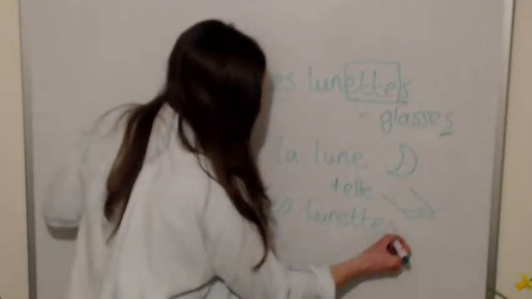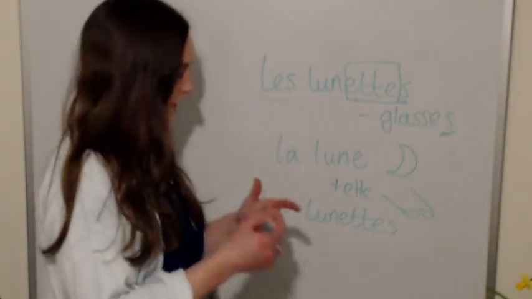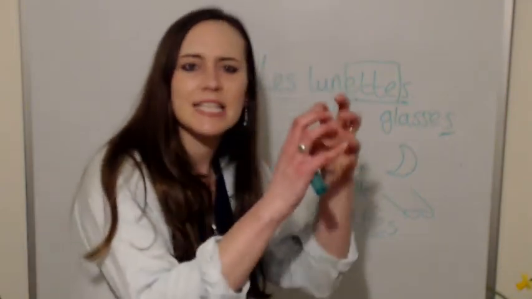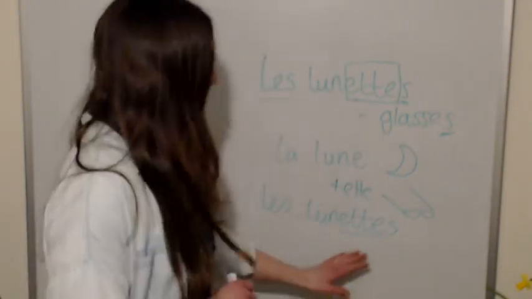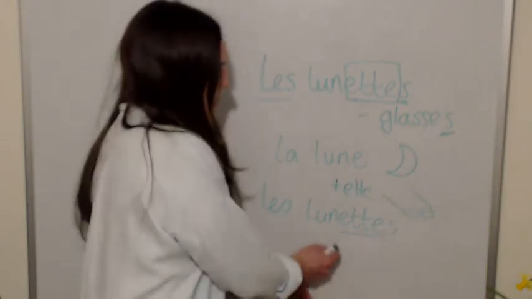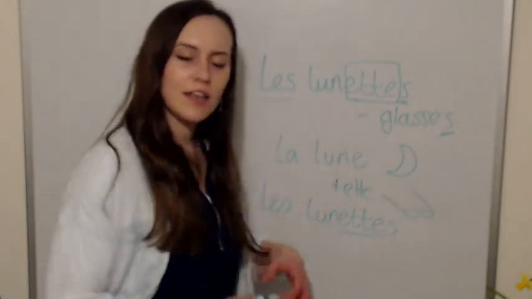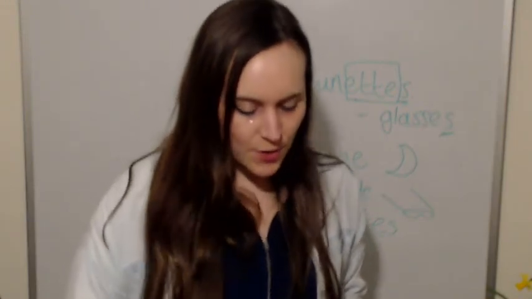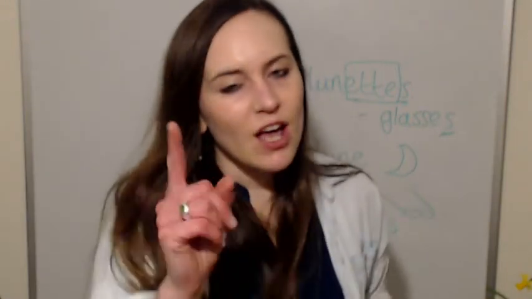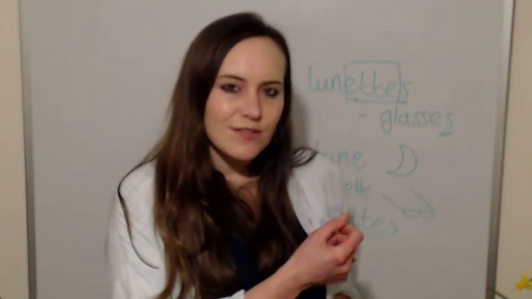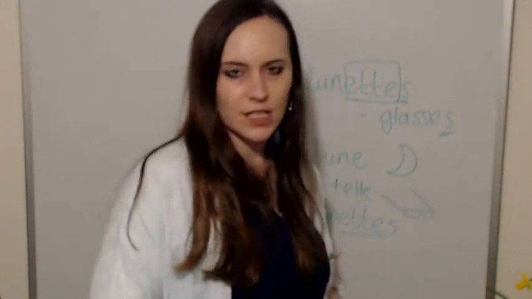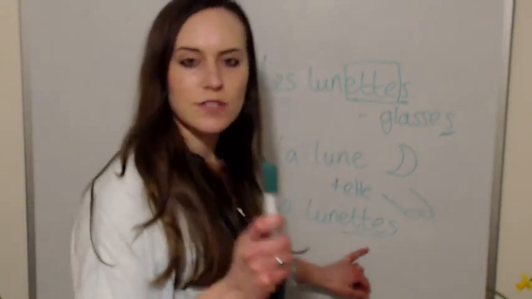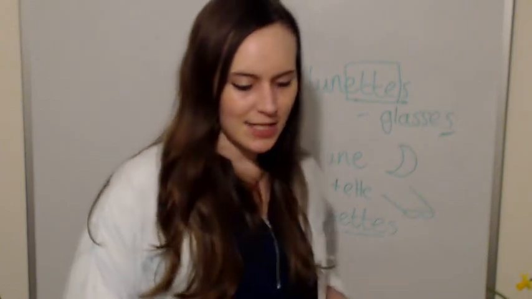Les lunettes. So this et, you'll find it on the end of lots of words in French. It doesn't always mean something little, but that suffix, that thing that adds on to the end of another word with another meaning, can change it into a new word, and I think that's really, really pretty. So keep an eye out for that et at the end of a French noun. It might be singular, it might be plural, but if it's got et at the end, it's often feminine. So there's a little clue.